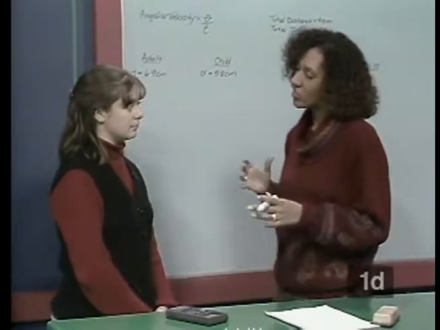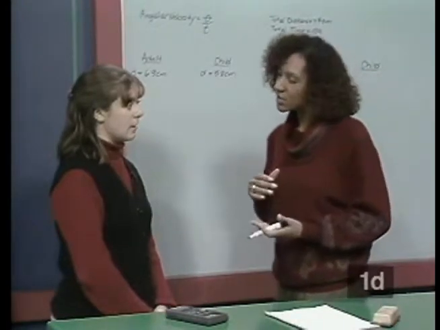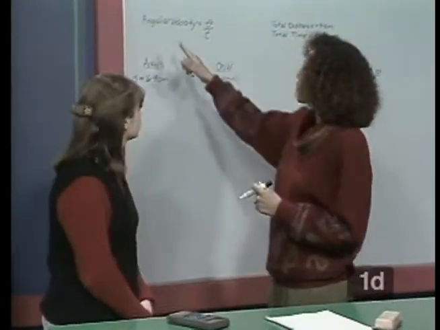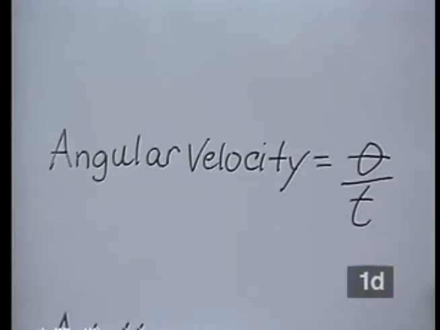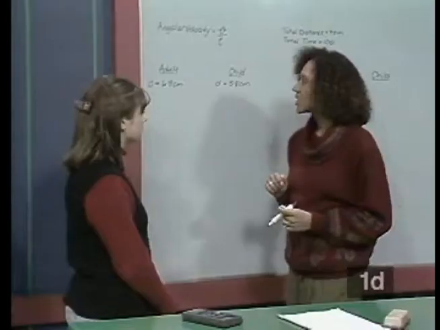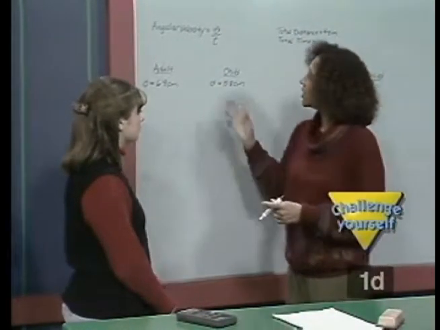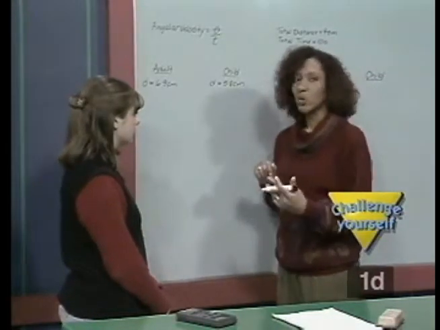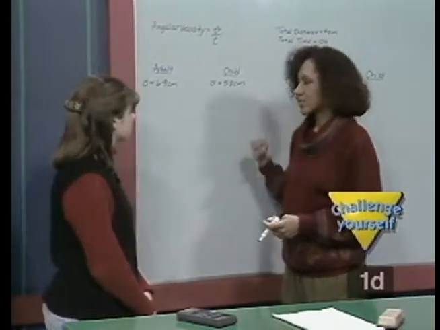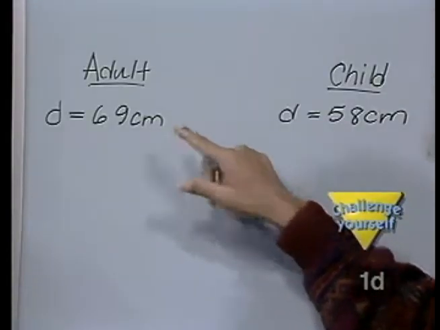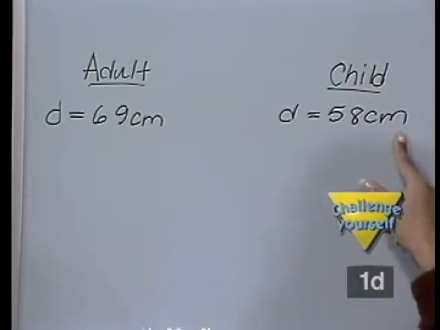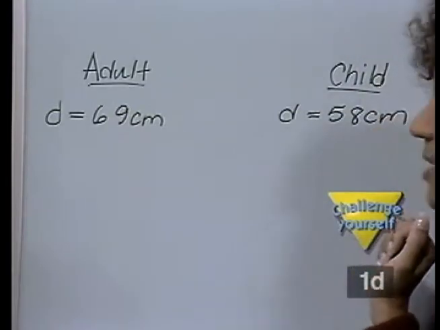So an angular velocity of pi over 4 radians per minute would mean that it was moving pi over 4 radians every minute? For every minute, exactly. The formula is angular velocity is equal to theta in radians divided by time in whatever unit you care to work with. So let's compare the angular velocity of the mother to that of the child. Earlier, we'd measured the diameter of each bicycle wheel, and we found that the adult bicycle had a diameter of 69 centimeters, and the child's bicycle wheel had a diameter of 58 centimeters.